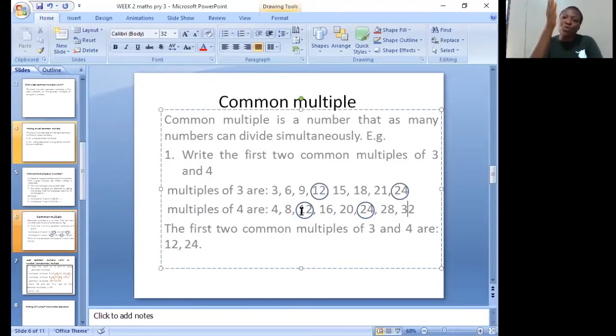Now, what are the multiples that are common in these two given numbers? The multiples that are common are 12, which is here, among the multiples of 3. 12 is also among the multiples of 4. 24 is among the multiples of 3, and 24 is among the multiples of 4. The question says write the two common multiples. The two common multiples of 3 and 4 are 12 and 24.